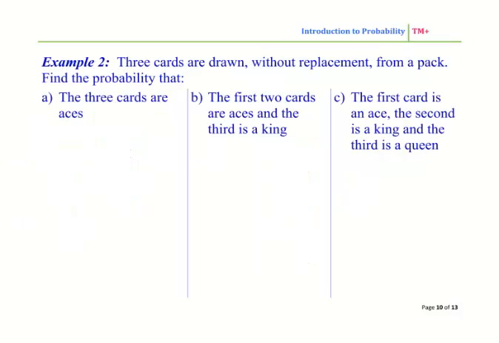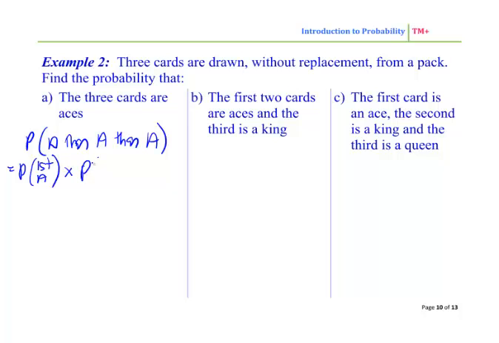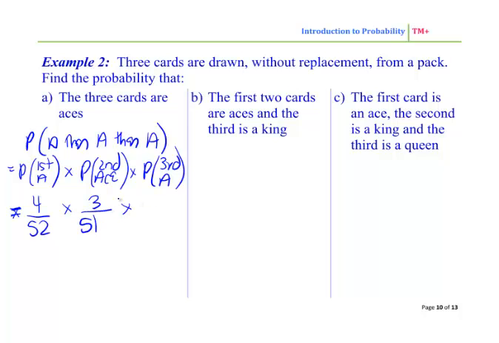Next, 3 cards are drawn without replacement from a pack. Find the probability that the 3 cards are aces. So from here, I'm going to abbreviate ace, then ace, then ace. So that's going to be the probability that the first is an ace times the probability that the second is an ace times the probability that the third is an ace. They're all ands, and that's why it's multiply. So the first is an ace. We've got 4 out of 52 aces. We've already selected 1 ace, so now we've only got 3 out of 51 left. We've already selected 2 aces, so now there's only 2 out of 50 left.